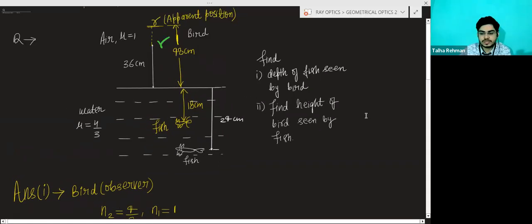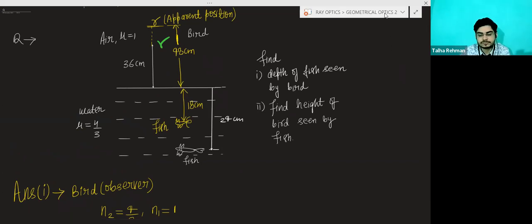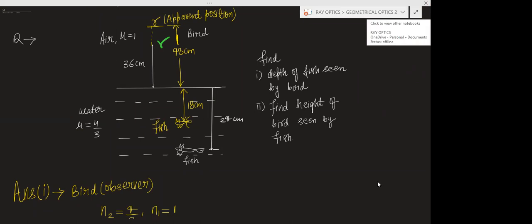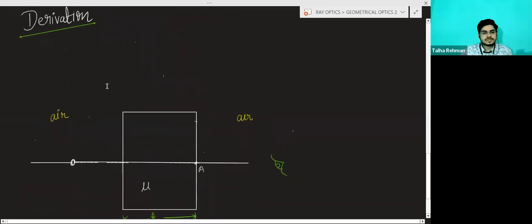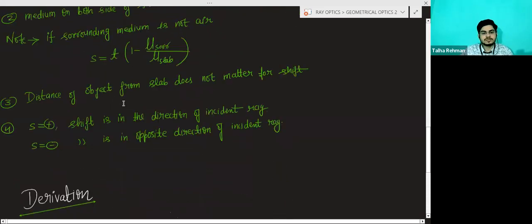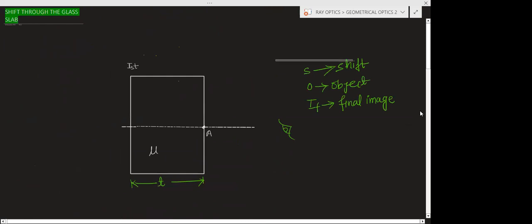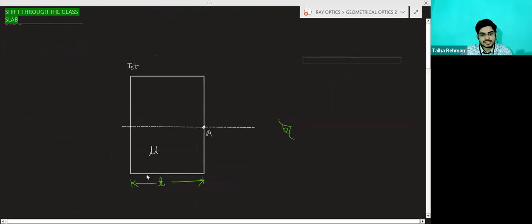So we will see shift through the glass slab. Shift through the glass slab. Have you seen a glass slab in your lab? Yes, sir, we have done that. So suppose this is a glass slab, and this glass slab has the refractive index mu, and the thickness t.